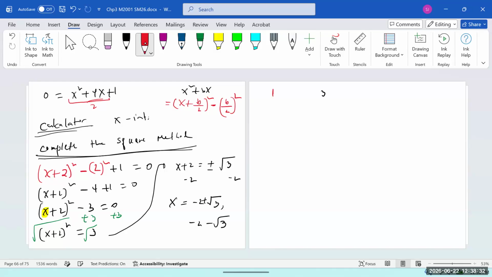Because 3 is between 1 and 4, right? 1 is a perfect square, 4 is a perfect square. So if you want to find what is square root of 3, take the square root of all 3 terms. This is 1, this is 2. So all the numbers between 1 to 4 must be 1 point something. 1.1, I don't know, 1 point something.